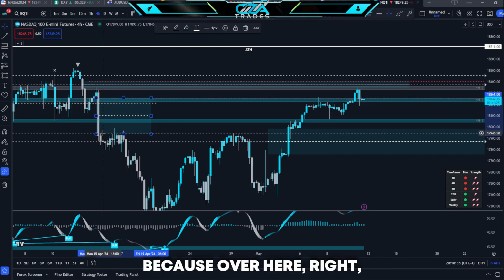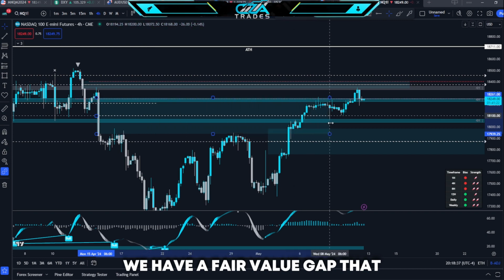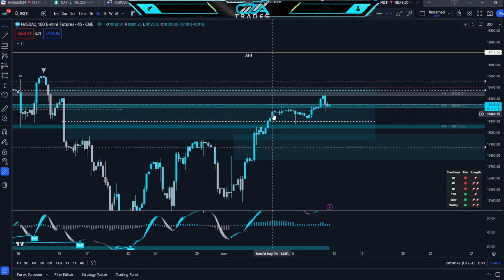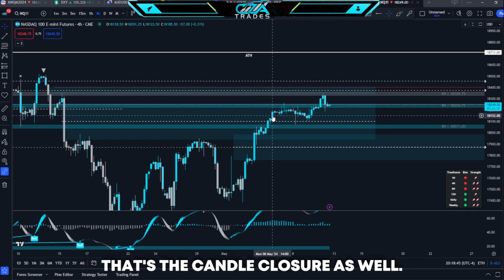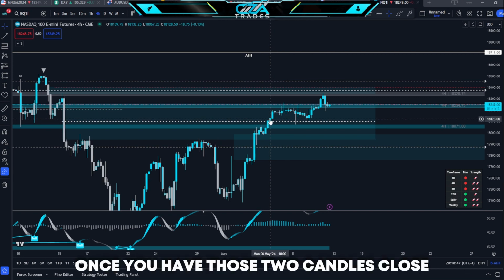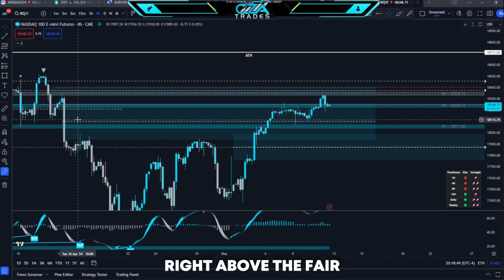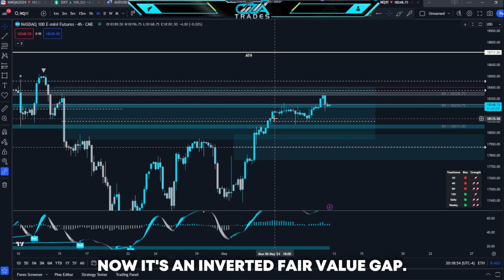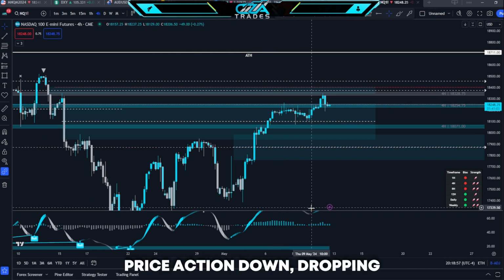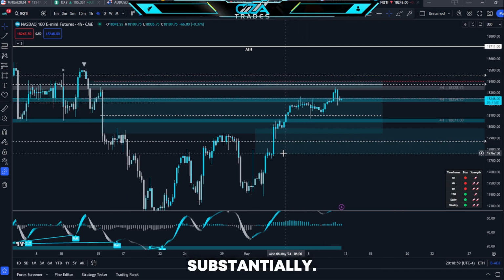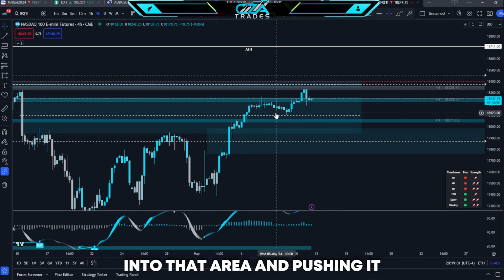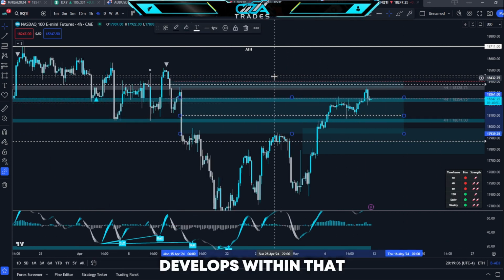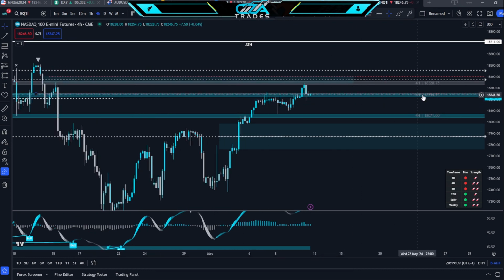Because over here, right, we have a fair value gap that became an inverted fair value gap. Price action broke through it, right? This is the candle closure. That's the candle closure as well. Boom, boom. Once you had those two candles close right above the fair value gap 50% mark, that completely negated our fair value gap. Now it's an inverted fair value gap. So instead of this pushing price action down, dropping substantially, now it's just boom, wicking into that area and pushing it up. So we're going to see how price action develops within that 4-hour time frame.